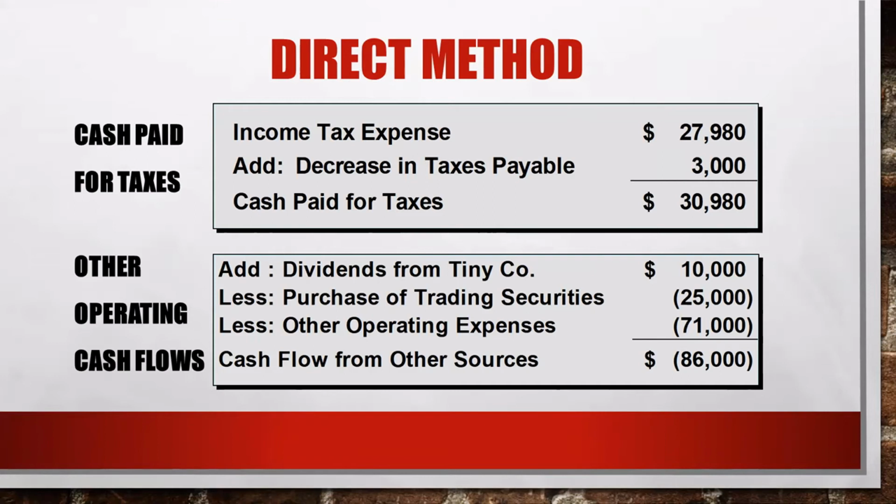The next step is to calculate cash paid for taxes. To do so, start with the income tax expense and add a decrease in taxes payable. Also listed on this slide are some other operating cash flow items. Remember that we have to go through all accounts that affect cash.